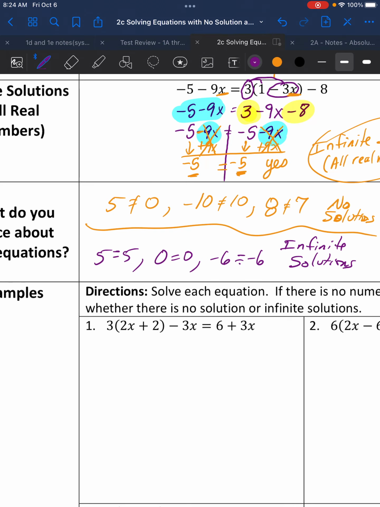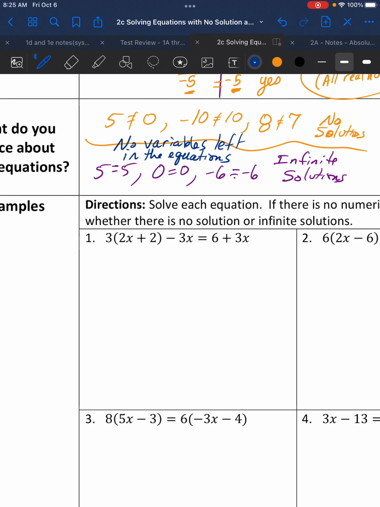And you notice there are no x, so these are called special cases, and there are no variables left in the equation. That should be your clue that it is going to be either no solution or infinite solutions. So let's take a look. I'm going to do a couple problems here.